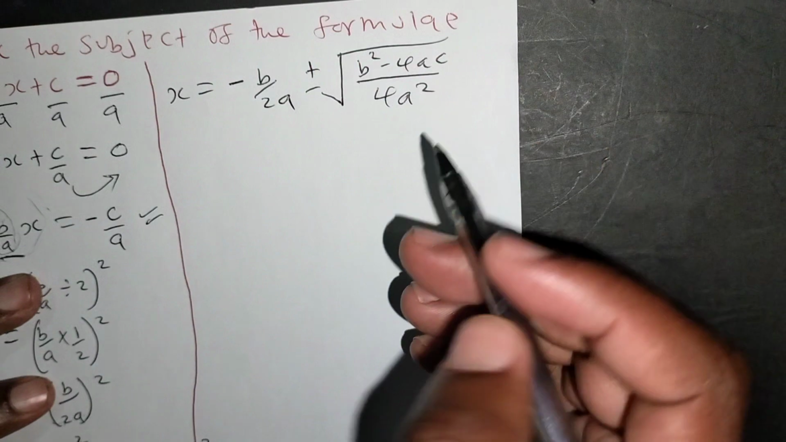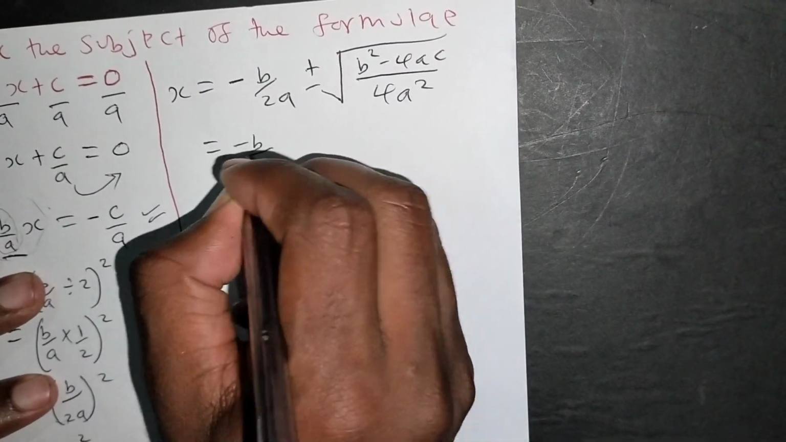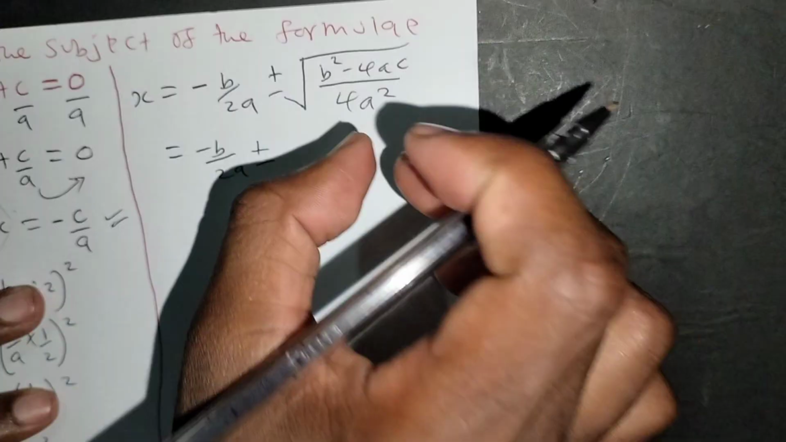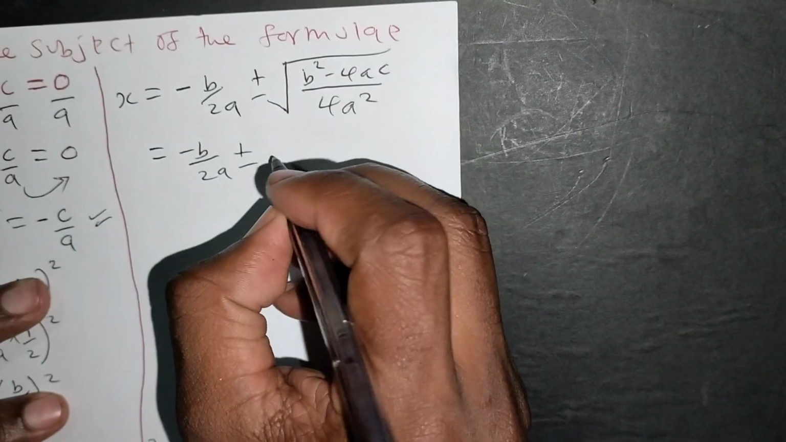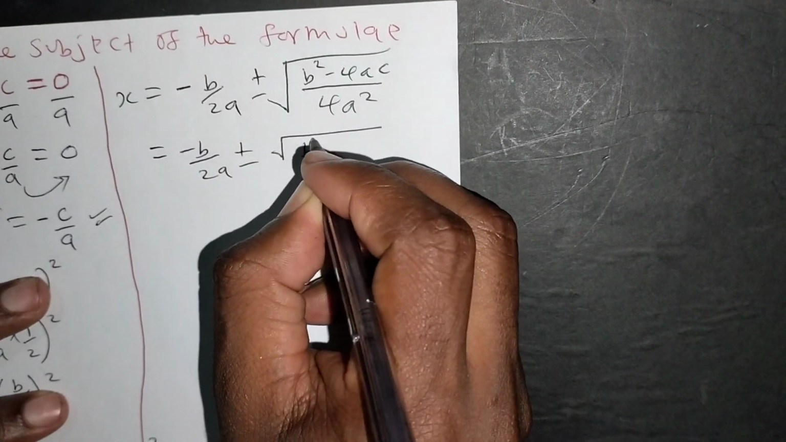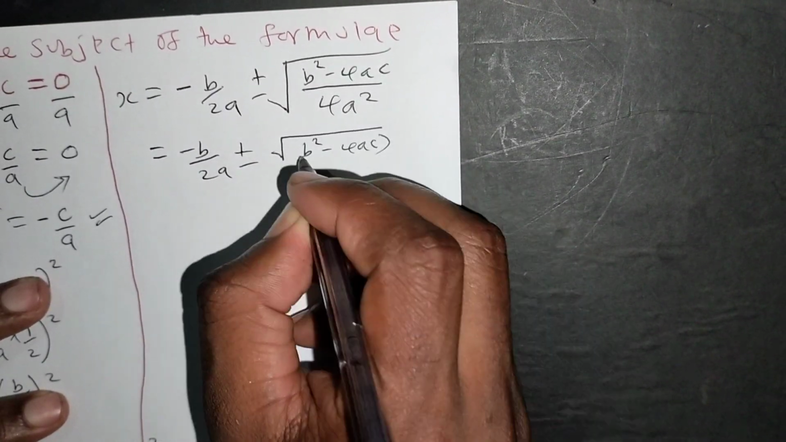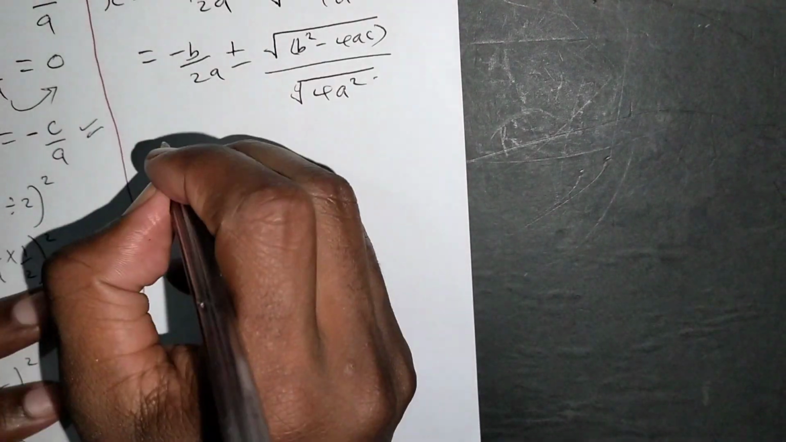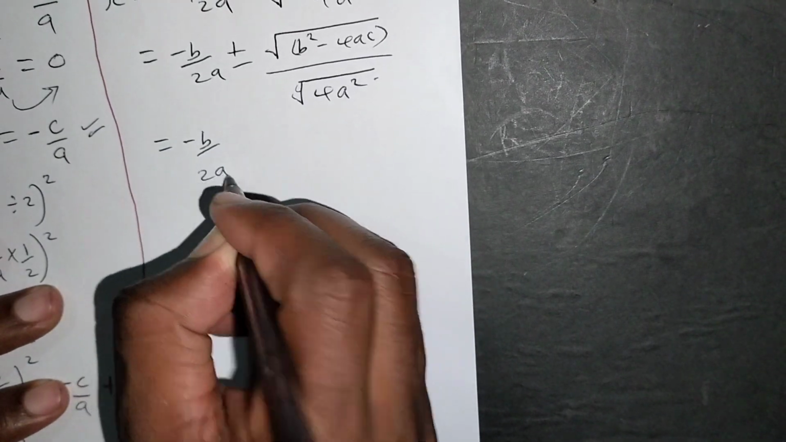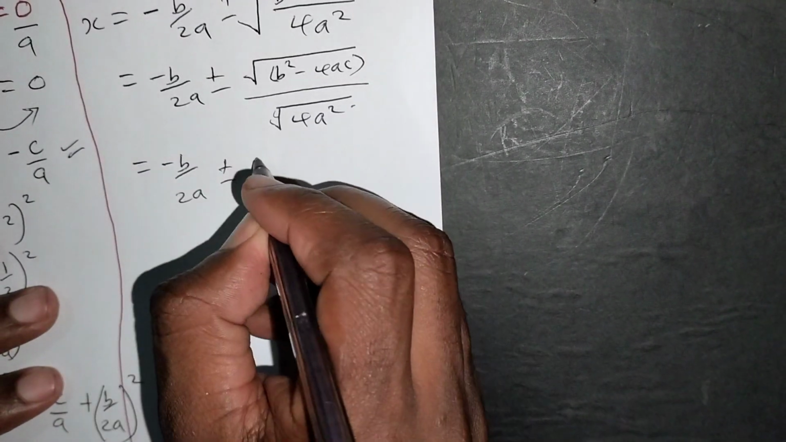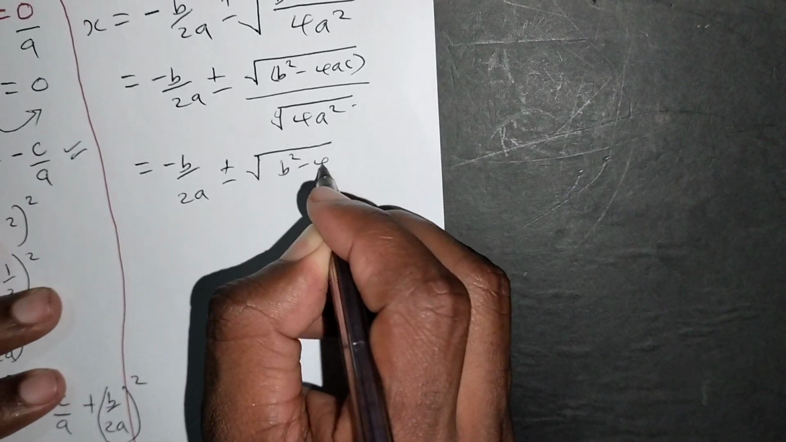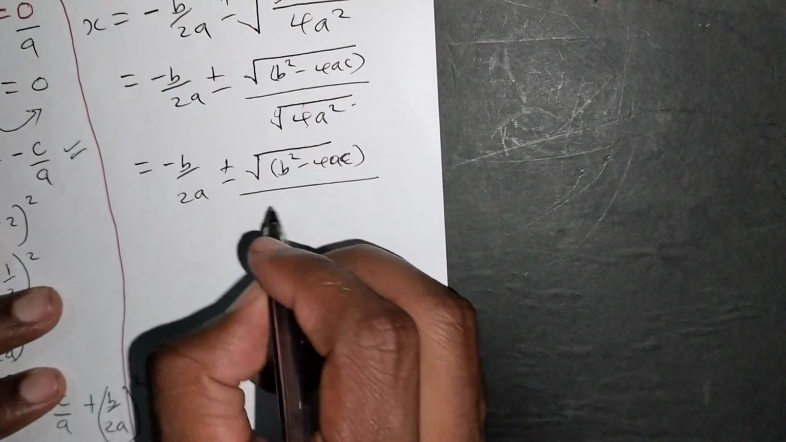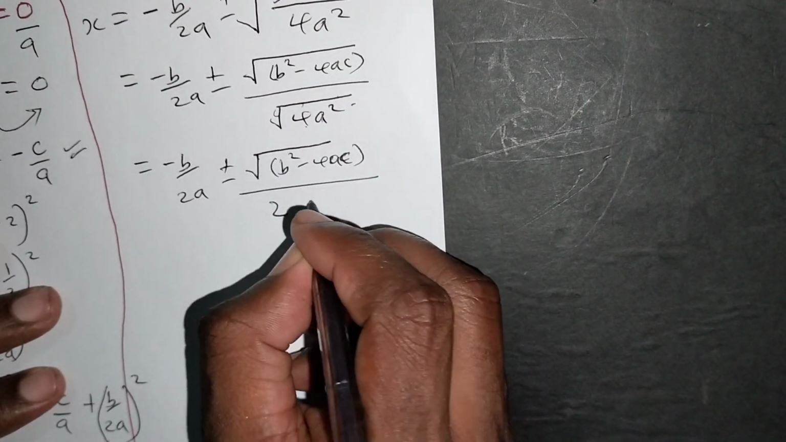So this is the same as saying that we have negative b over 2a, then plus or minus. This square root simply means I can square root the numerator and the denominator independently. So this is the square root of b squared minus 4ac, divided by the square root of 4a squared. So this is negative b over 2a plus or minus the square root of b squared minus 4ac, over the square root of 4, which is 2, then the square root of a squared will just be a.